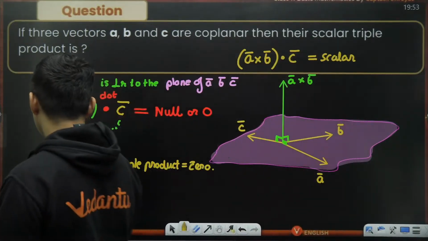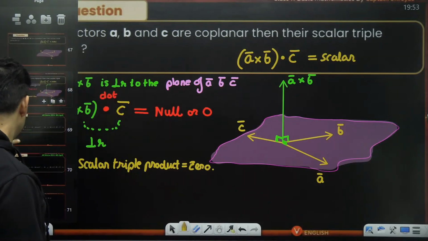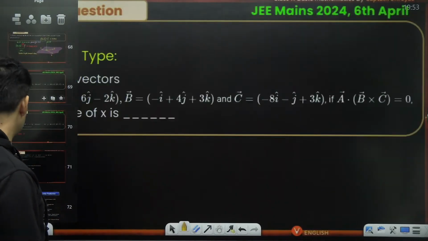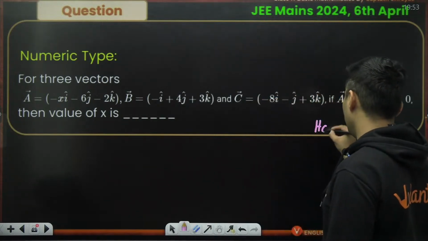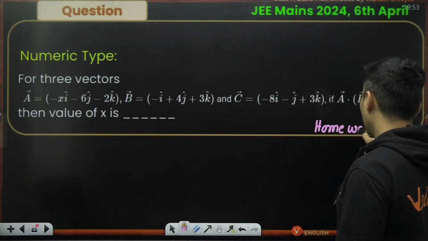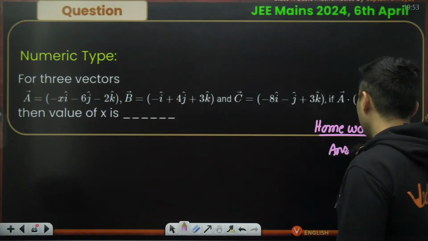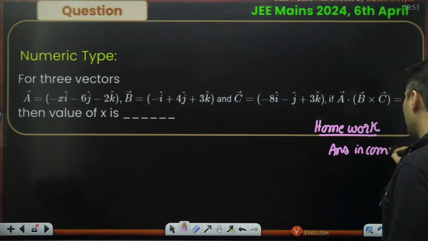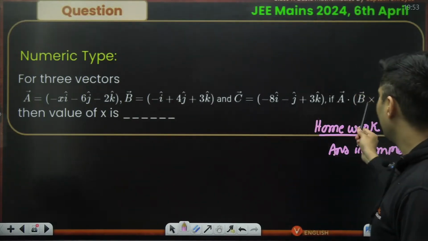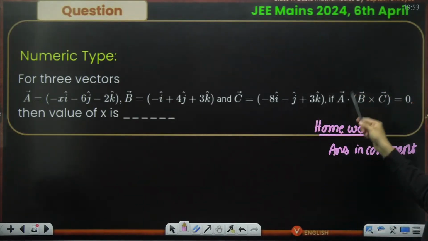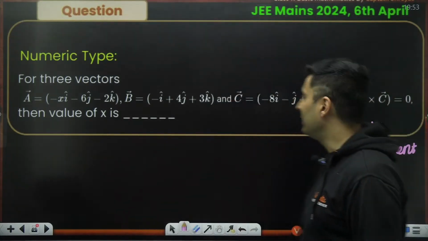Okay, very interesting. Perfect. All right. So we have a final question, which is your homework question. Please solve it as your homework. It is not that difficult. Answer should be there in the comments, just like the previous session. Three vectors are there. If A dot B cross C, the scalar triple product, is 0, then what is the value of X?